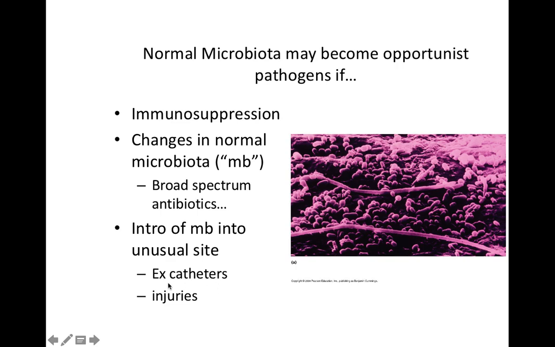When we introduce artificial surfaces into our bodies, like IV catheters, urinary catheters, artificial joints, like artificial hip joints, artificial heart valves, these are all wonderful places for bacteria to form those biofilms. And normally they shouldn't be forming biofilms on normal host tissues, but they love to form biofilm on these artificial surfaces. So that's another opportunity for them to switch from being a commensal or a mutualist into being a parasite.